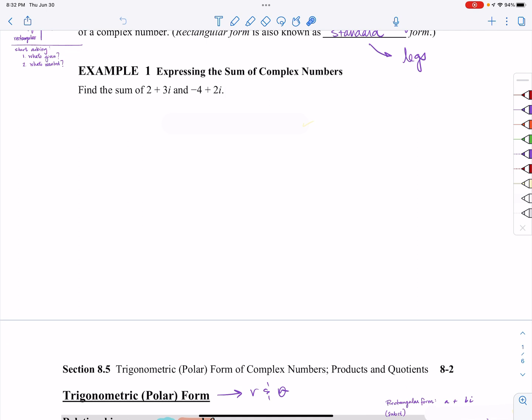Now, let's take a look at some of the things that I can do with our complex numbers. We'll start out pretty easy. This one says to find the sum, so we're adding two complex numbers. Simply add the real parts, add the imaginary parts, and you get -2 plus 5i.